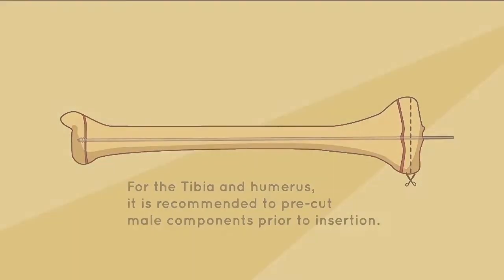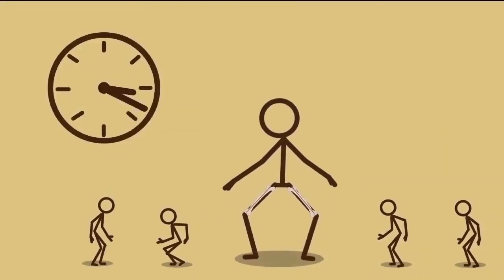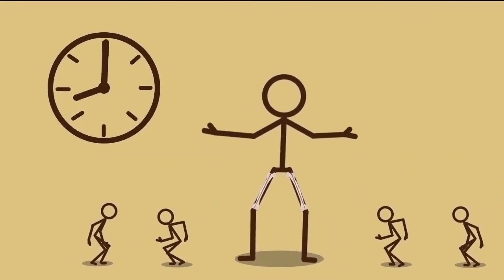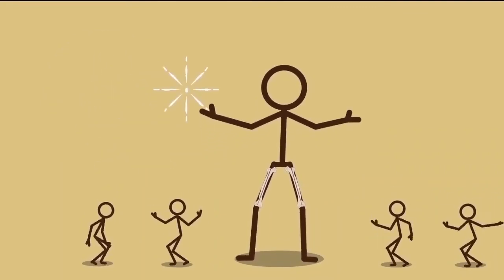The male component should span from distal epiphysis to proximal epiphysis without sticking out of the bone. This will prevent any part of the nail being in the articular space.